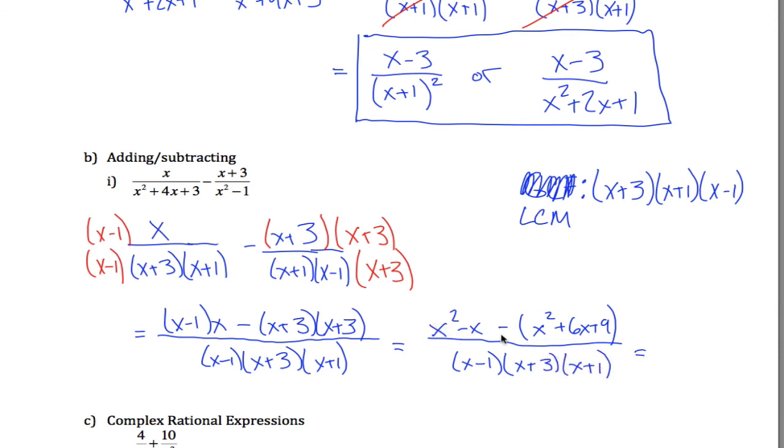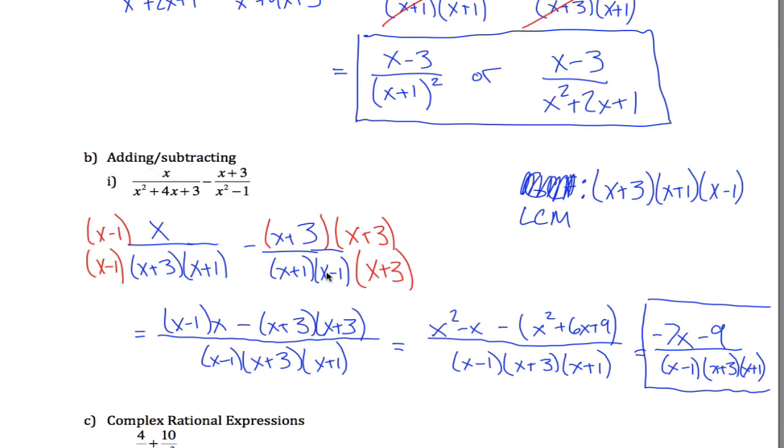So x squared minus x squared cancels out. Negative x minus 6x, negative x minus 6 more x's is negative 7x. And then minus 9 leaves me with this thing. If you really like multiplying out polynomials, you could multiply the three of these together, but you don't have to. Perfectly fine to leave it just like this. That's how you add and subtract rational expressions.